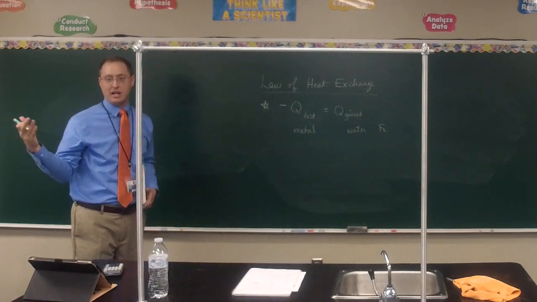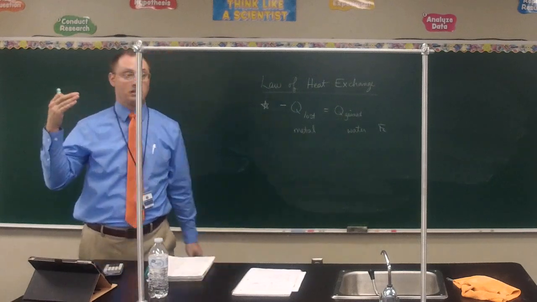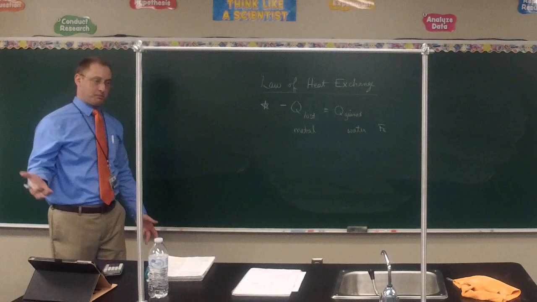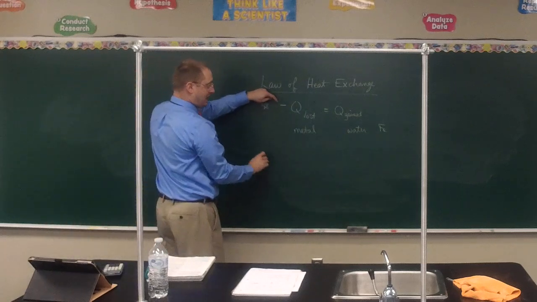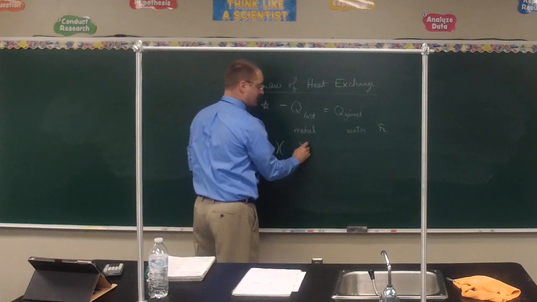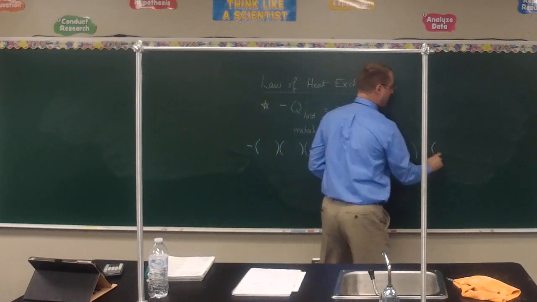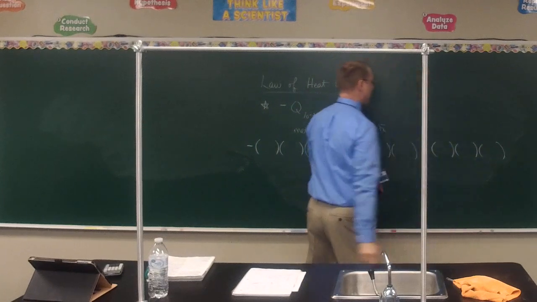Every time you need to know heat, class, we use the heat equation. What is it? Q equals c_sp m delta T. So for the metal, don't forget the negative here, negative c_sp, whatever the metal is, m, whatever the metal's mass is, delta T. Then for the water, c_sp m delta T. Plus for the iron, c_sp m delta T.